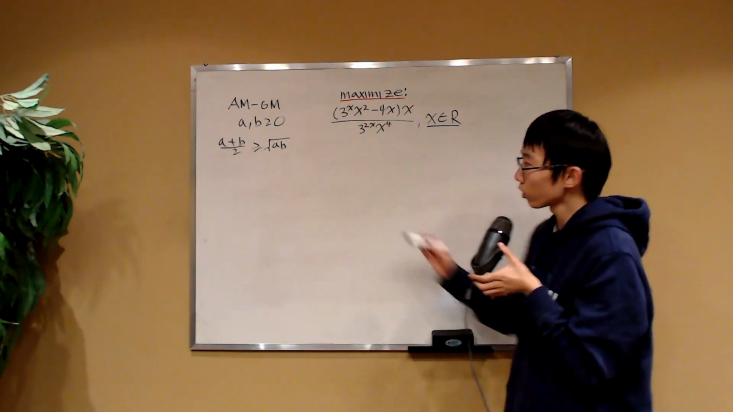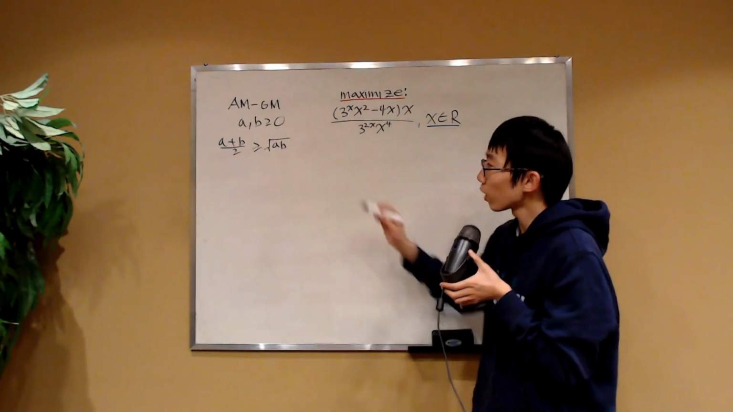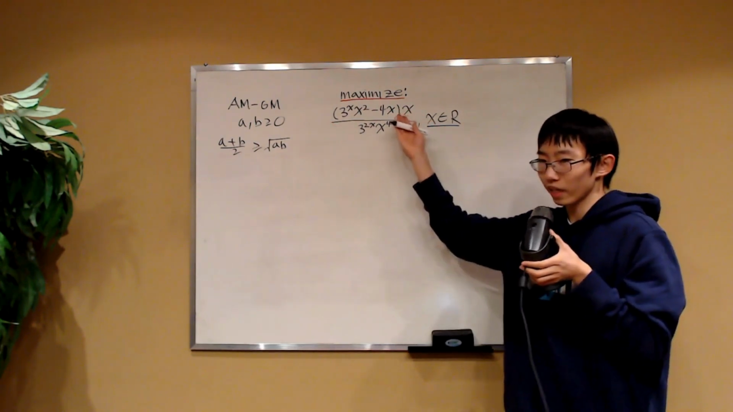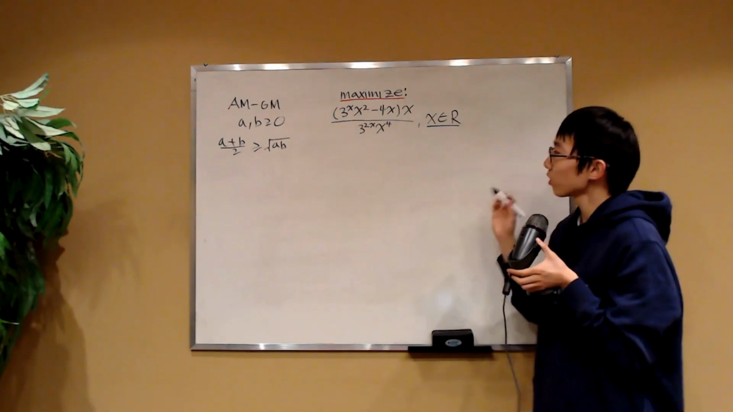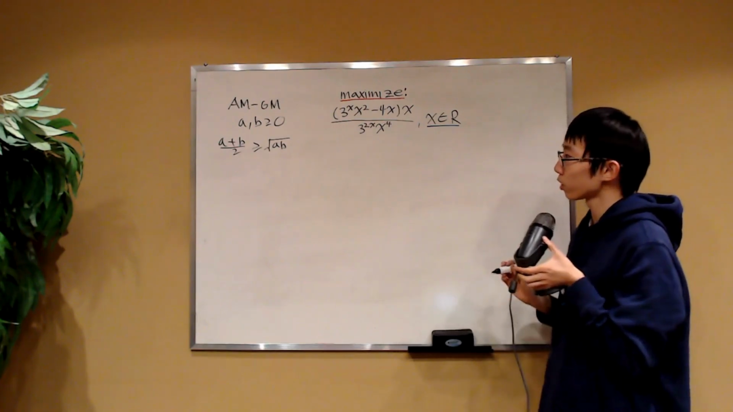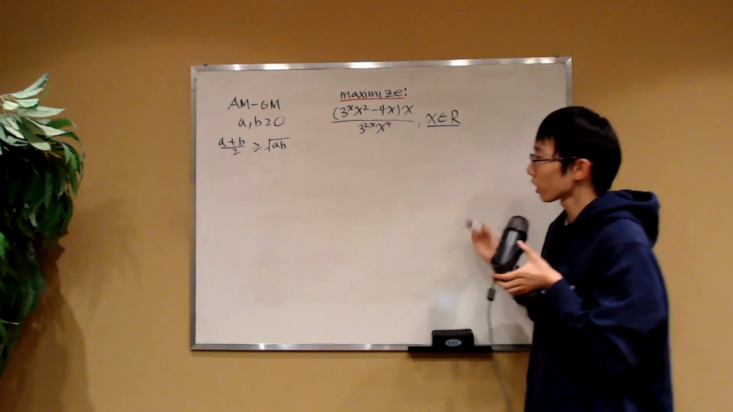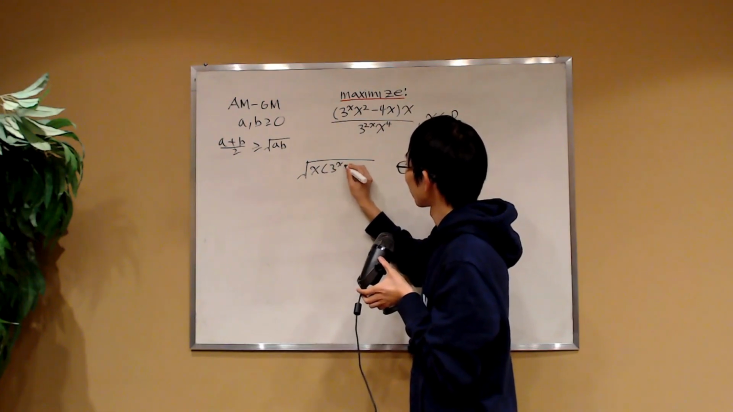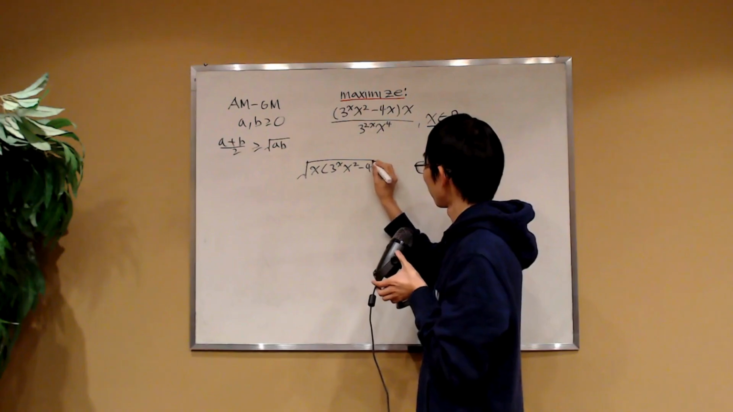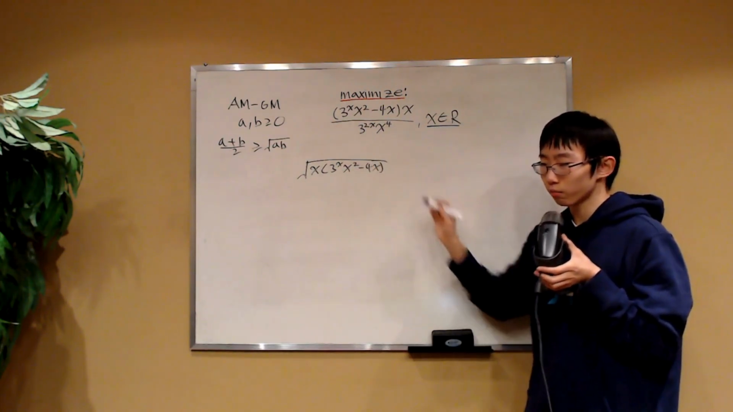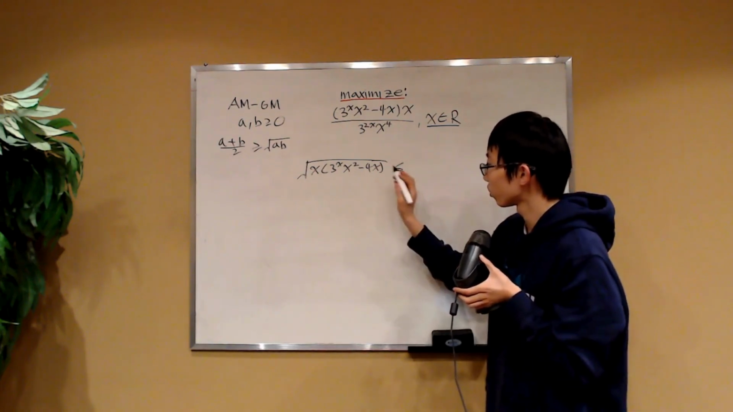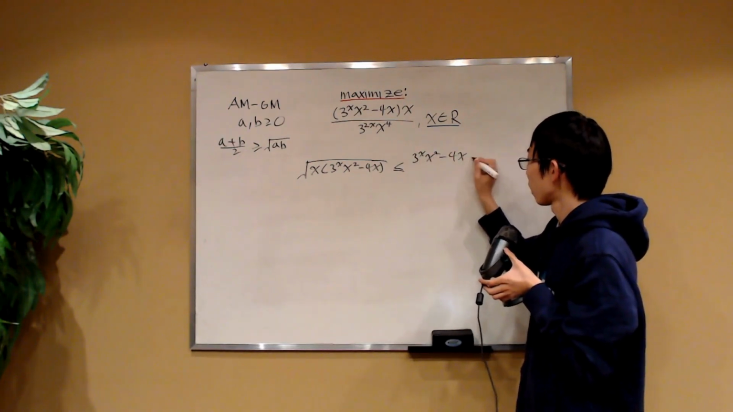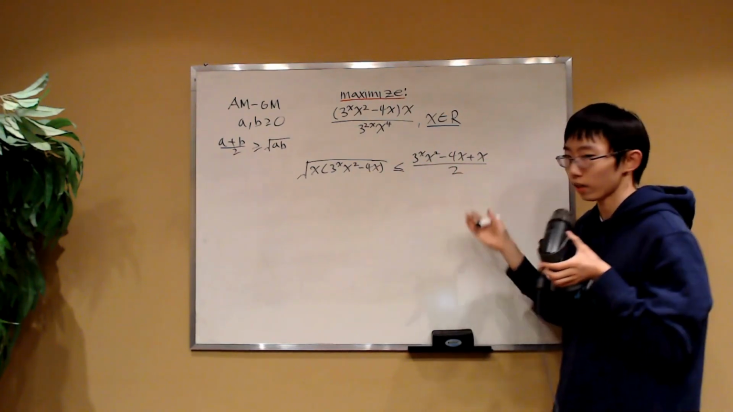Wait a minute, that was one of the main constraints of AM-GM. If they're both non-negative, then we can definitely use AM-GM somehow. So let's use the AM-GM on the numerator. Consider the numerator. What is the geometric mean of these two terms? Well, that would be the square root of x times 3^x times (x^2 - 4x). And by AM-GM, this geometric mean is always smaller or equal to the arithmetic mean, which is 3^x times (x^2 - 4x) plus x, divided by 2, their average.